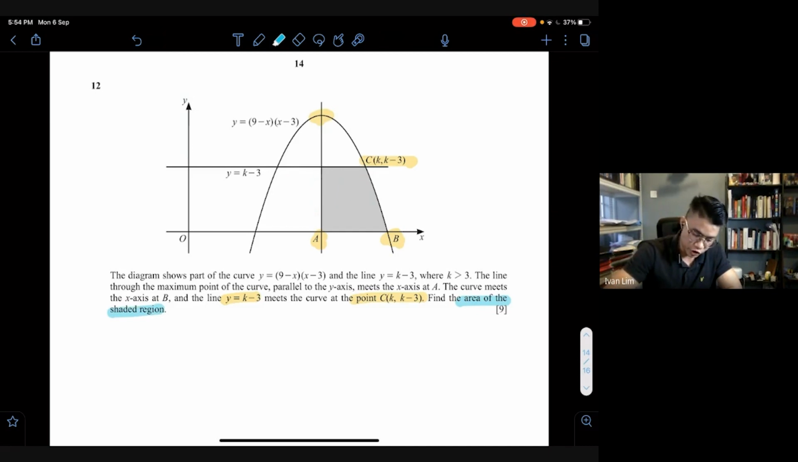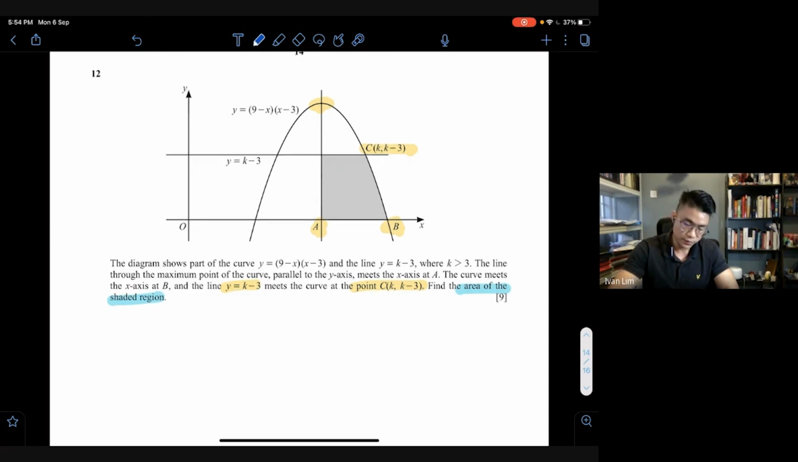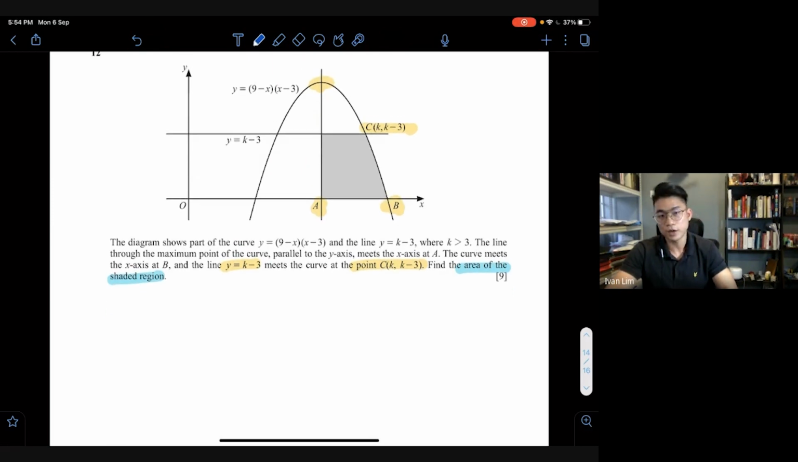Okay, area of the shaded region. So let's break it down. This one is a 9-mark question. Do it step by step because it might look complicated at first. All right, but let's see what we can get first. You have to define what are the points that you need first to find the area of the shaded region.